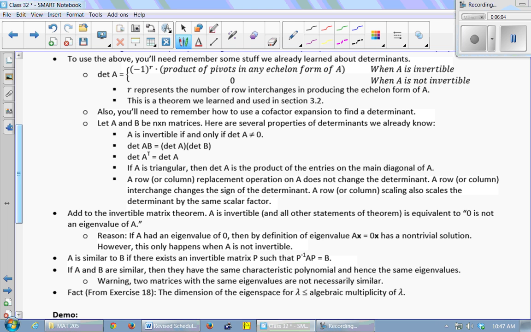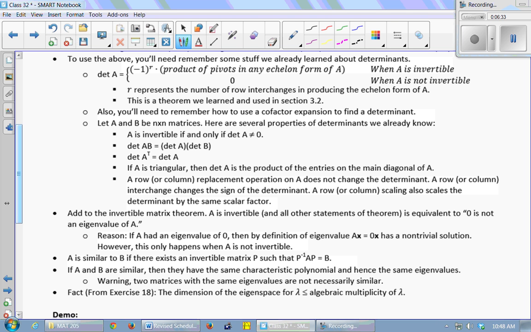So we don't typically do column operations, but you can in doing determinants. And so if you do a row or column replacement, that is when you add a multiple of one row to another to replace it, that doesn't change the determinant. If you do a row or column interchange, the sign of the determinant changes, and a row or column scaling also scales the determinant. So this is from several weeks back.